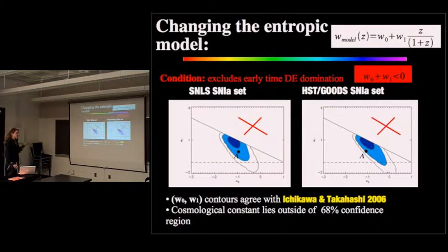Okay, so we changed our entropic model. Instead of fitting a constant, we now fitted a smooth function. So this is where we have now 2 degrees of freedom for the model. So we're now constraining 2 parameters for the model. And we put this condition to exclude early time domination by dark energy to make sure that matter dominates. And it's interesting that the cosmological constant actually doesn't fall for this model within the 1 sigma error bar. But that's in agreement with current literature.